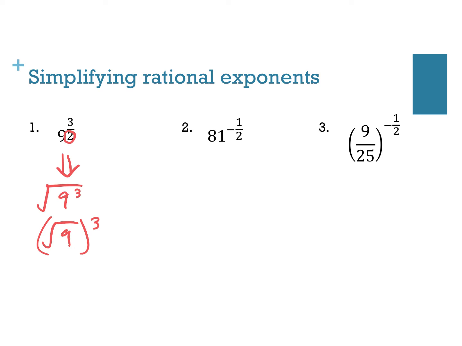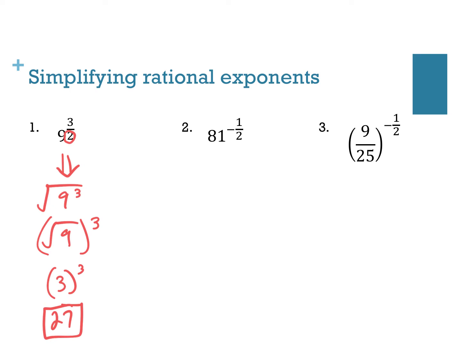And so if I write it this way, notice that order of operations, right? The square root of 9 is 3, and so the inside becomes 3, and if I cubed it, that ends up being 27. So 9 to the 3/2 power is actually 27, and we didn't need to use our calculator for that.